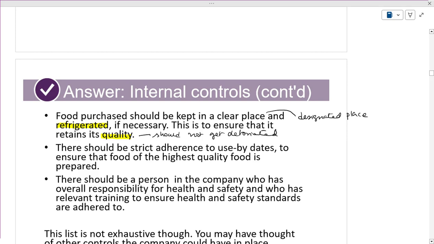Fine. There should be strict adherence to use of dates. Very strict, they are using the word, to ensure that food of the highest quality is prepared. Date is very important. Everywhere you see it. Any food item, even a cake, will have two things: P and E. This is the packing date. This is the expiry date.